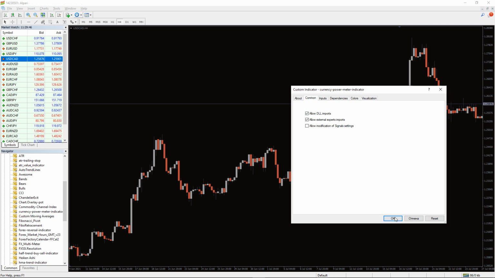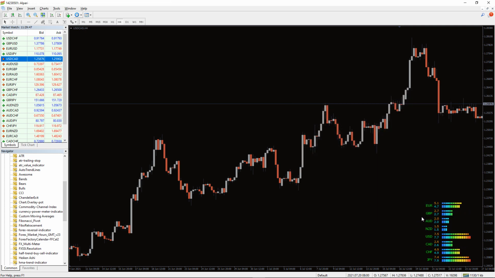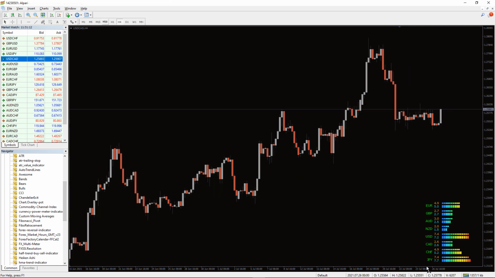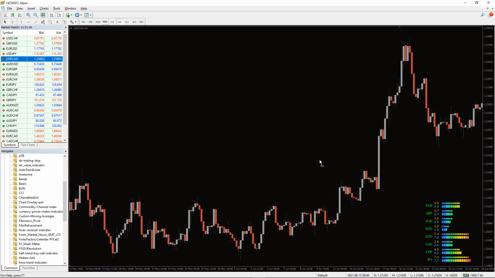The currency power meter is an indicator that measures the individual strengths of currencies. With this knowledge, a trader can use the strengths and weaknesses of currencies to select pairs that could potentially be profitable. This power determining indicator uses histograms to portray the strength of each currency.